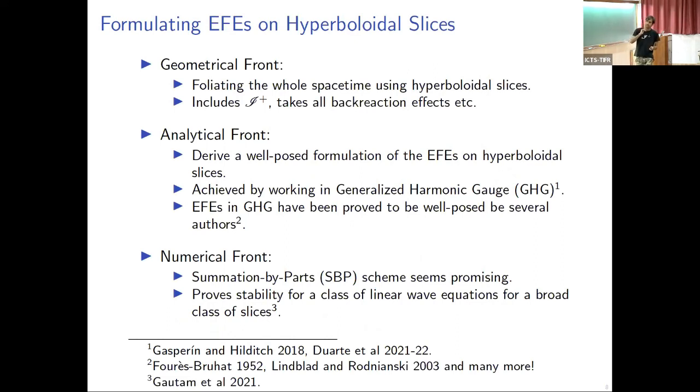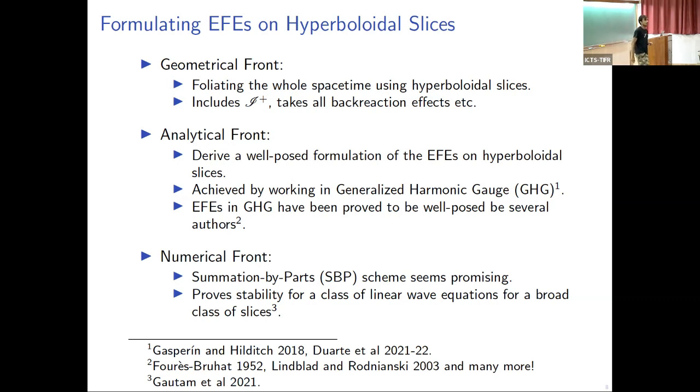So analytically, we write the Einstein field equations in terms of generalized harmonic gauge. First of all, the choice of gauge simply means the choice of coordinates. We just choose a set of coordinates and write the Einstein field equations, and these coordinates satisfy some properties which we call the generalized harmonic gauge. And why are we interested in this gauge? Because the Einstein field equations have been proved to be well posed in this gauge by various authors.